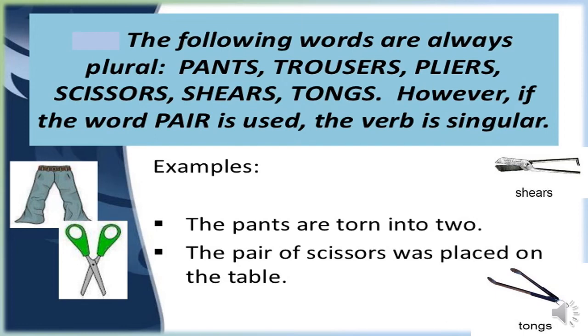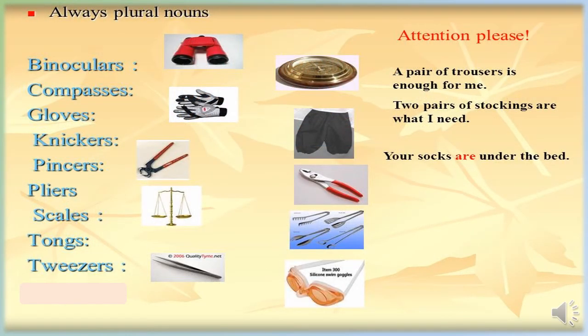In the same way, when we use the phrase the pair of, scissors becomes singular. So: the pair of scissors was placed on the table. Using are or were is wrong. Well, I want to give you some more examples of plural nouns. It is actually confusing, I understand, but by practice you can master them. Binoculars, compasses, gloves, knickers, pincers, pliers, scales, tongs, tweezers. All these are always plural.